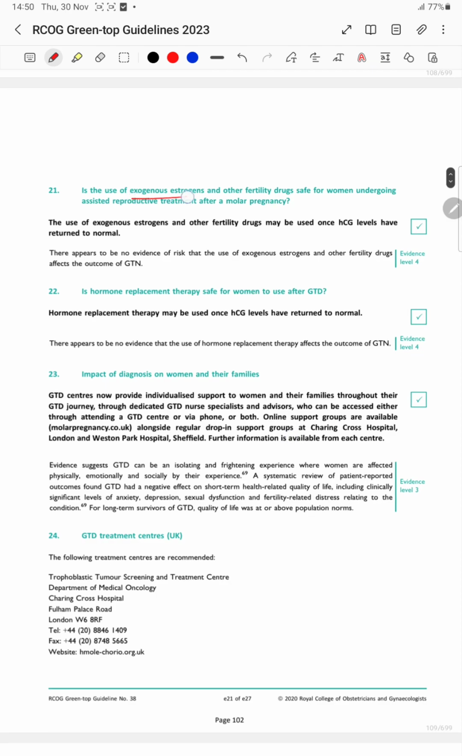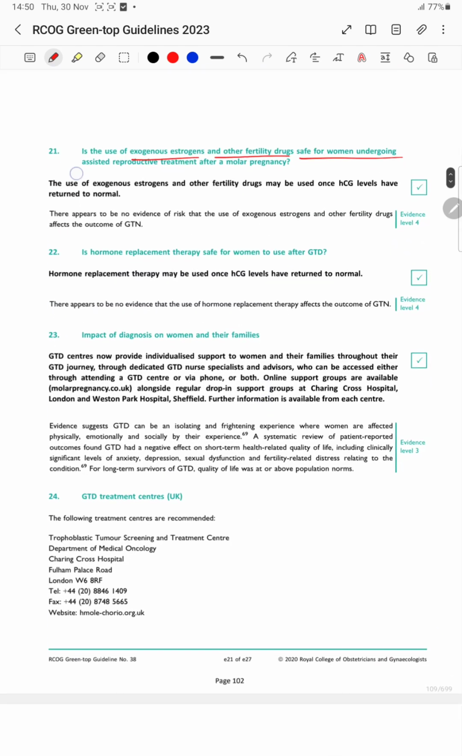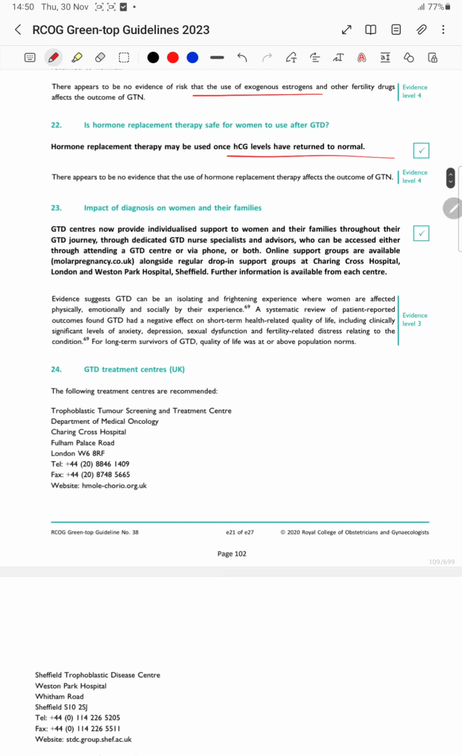Is the use of exogenous estrogen and other fertility drugs safe for women undergoing assisted reproductive treatment after a molar pregnancy? The use of exogenous estrogen and other fertility drugs may be used once hCG levels have returned to normal. There appears to be no evidence that the use of exogenous estrogens and fertility drugs affects the outcome of GTN. Is hormonal replacement therapy safe for women treated for GTD? Hormonal replacement therapy may be used once hCG levels have returned to normal, and there appears to be no evidence that the use of hormonal replacement therapy affects the outcome of GTN.